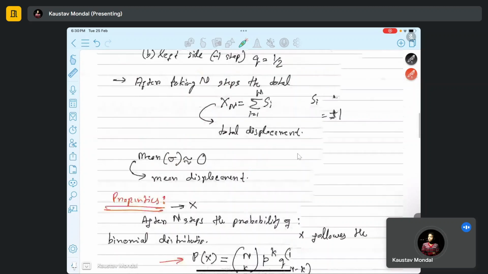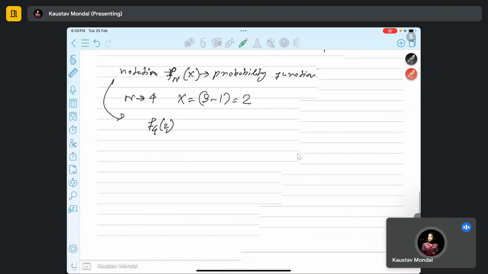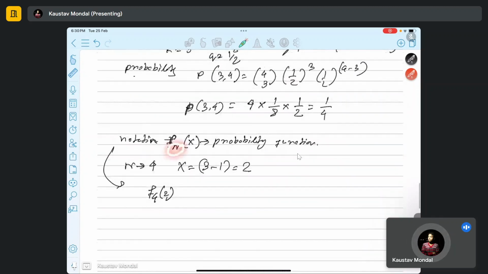Here in this notation, n is basically the total number of steps, and x is the displacement. Here n, the total number of steps, is 4, and x is the total displacement, that is 3 minus 1, which gives you 2. So f4 2 is the correct answer of the problem. Problem number 1 is now finished. Now we will move to problem number 2.